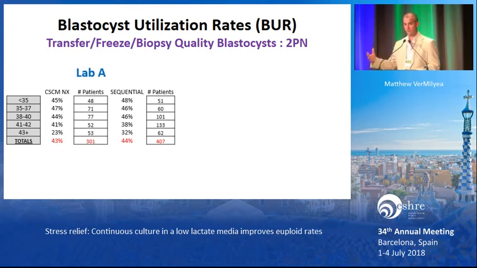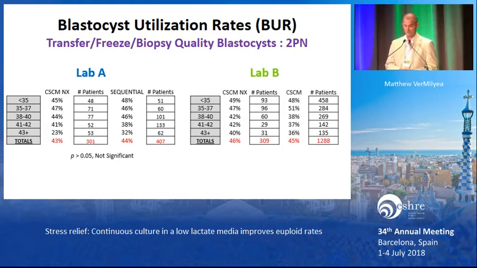As we all know, blast utilization rate is a predominant KPI for our laboratory. It really gives us an understanding of how our embryos are growing and progressing with our culture environment. When we looked at Lab A and compared CSCM NX, which is the low lactate, versus a sequential system, we really didn't see a significant difference in the blast utilization rate. Pretty much things were exactly the same. When we also looked at Lab B, which went from a CSCM high lactate to a low lactate culture media, we pretty much saw the same thing: not a significant difference in blast utilization rate.